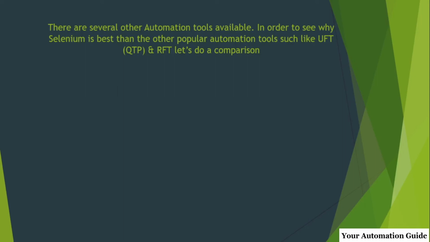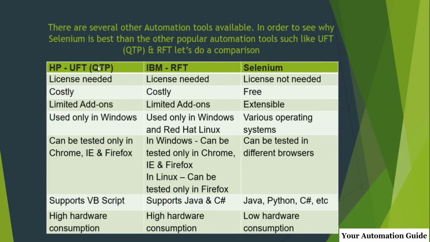There are several automation tools available in the market. In order to see why Selenium is better than the other popular automation tools, we need to do a comparison between popular automation tools such as UFT and RFT. UFT is a newer version of QTP. So as you can see, HP's UFT, which was earlier known as QTP, IBM's RFT, and Selenium. We are going to do a comparison between these automation tools.